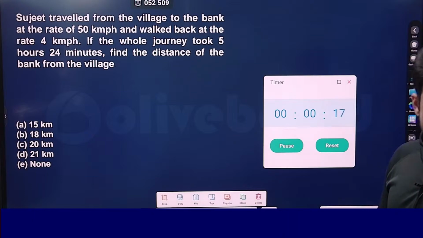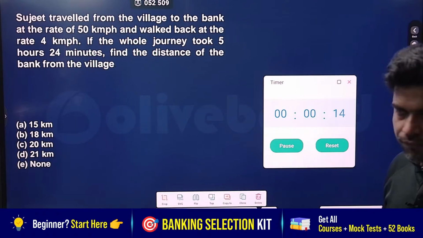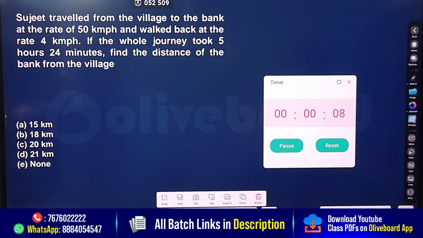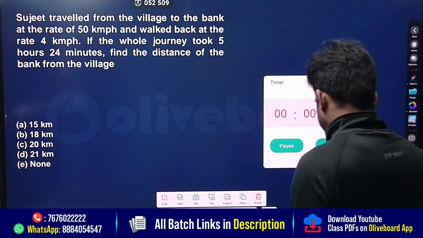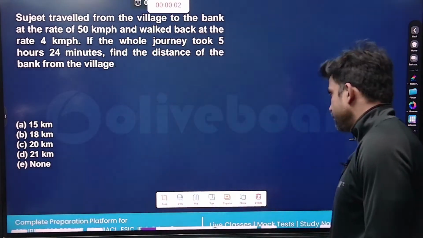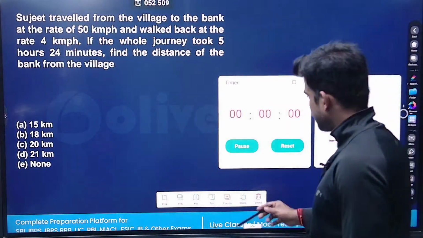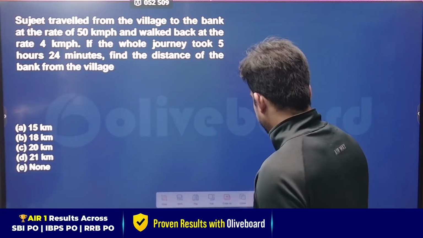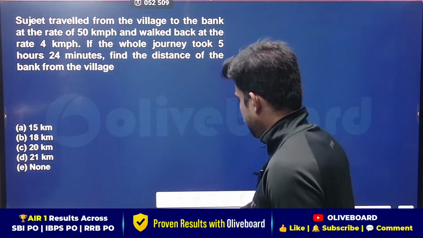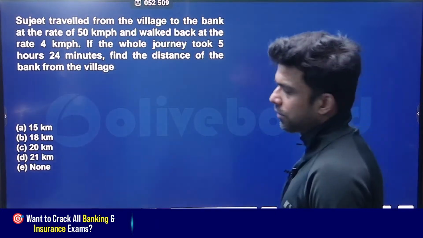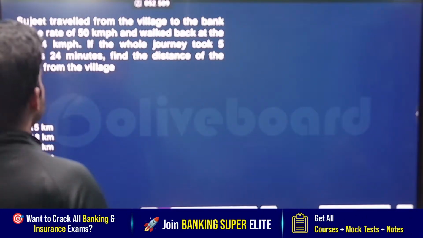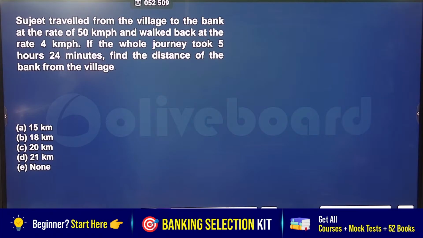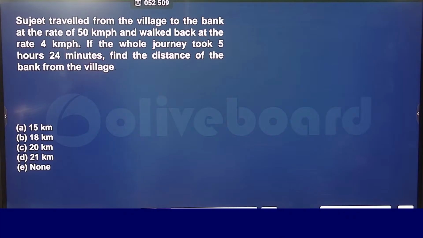Let us understand. Have you tried this question? Now see, first of all, Sujit traveled from the village to the bank at the rate of 50 kilometers per hour and walked back at the rate of 4 kilometers per hour. If the whole journey took 5 hours, 24 minutes.